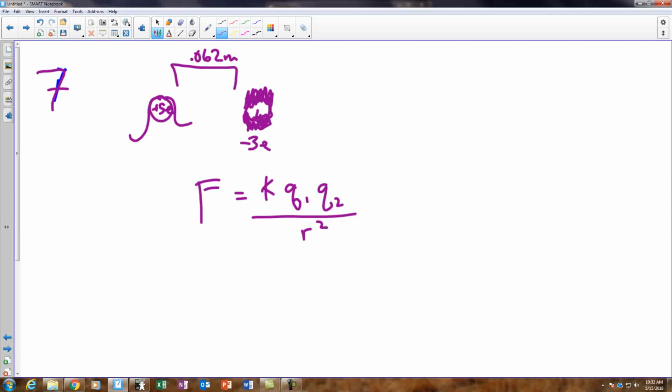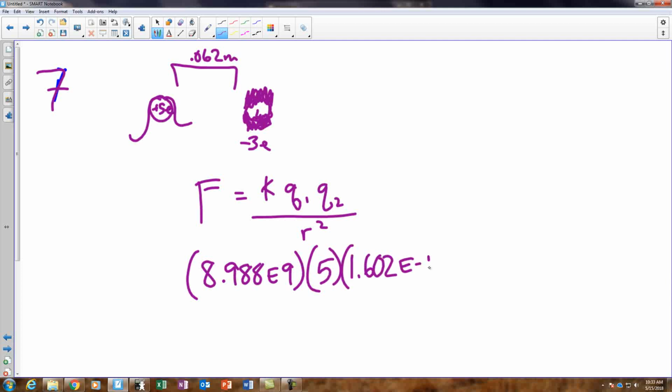K is a constant, that's good. 8.988 E9 times, now the Q, the charge of my daughter's particle, if you will, was 5e. What does the E represent? Not the E on your calculator. It's an electron's charge. So I'm going to do 5 times 1.602 E negative 19. That's 5e.